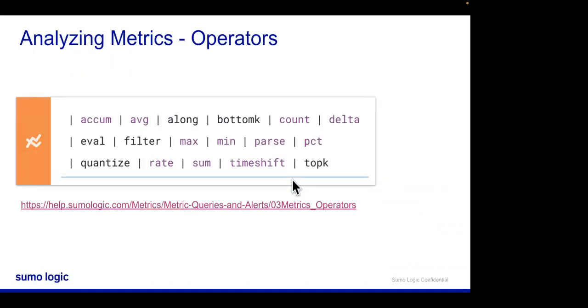Now, in our metrics here, we've got a bunch of different operators. These operators are different than the log operators. I mean, some of them look the same, like we've got a top K and a time shift, and they all behave the same, except there are a couple of nuances.